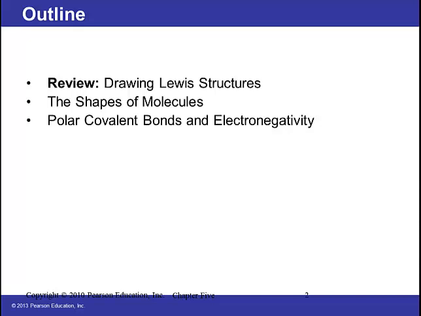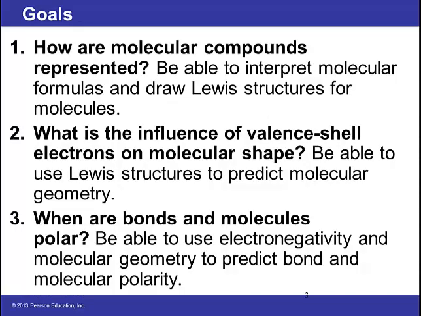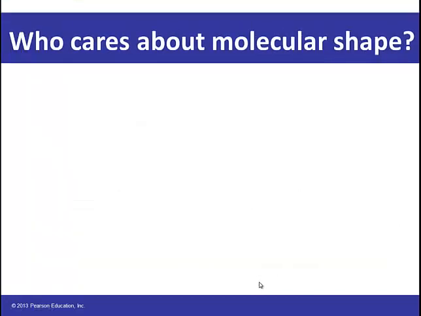This is especially true for biochemical molecules like proteins and DNA. So by the end of this section, you should be able to understand how molecular compounds are represented, so looking at our Lewis structures and formulas for drawing our molecules. You should be able to tell what the influence of the valence shell electrons are going to have on the molecular shape of the molecule. And then we'll review again when our bonds and our molecules have polarity to them. So being able to use the electronegativity periodic table and the molecular geometry to help predict the bond and the molecular polarity.